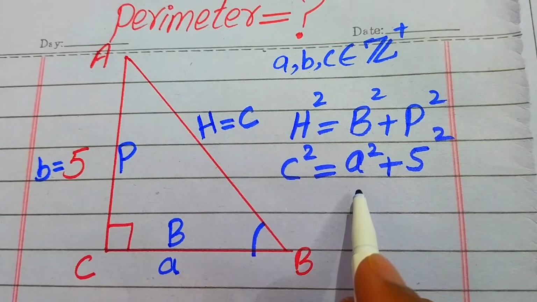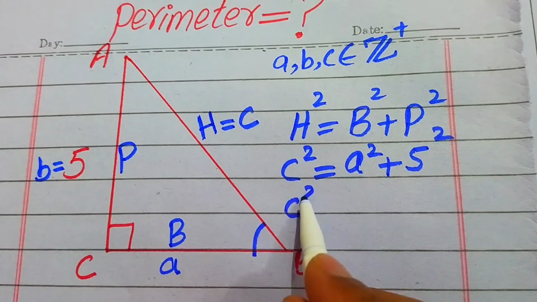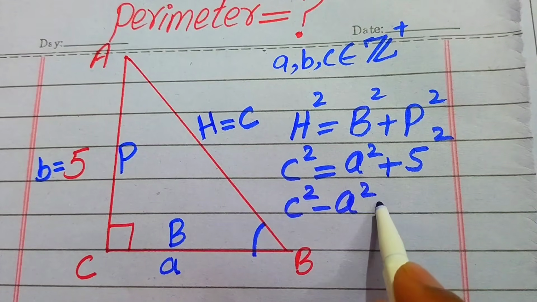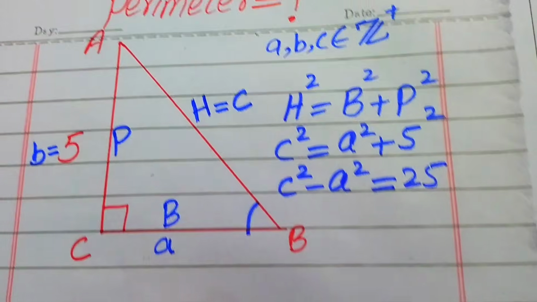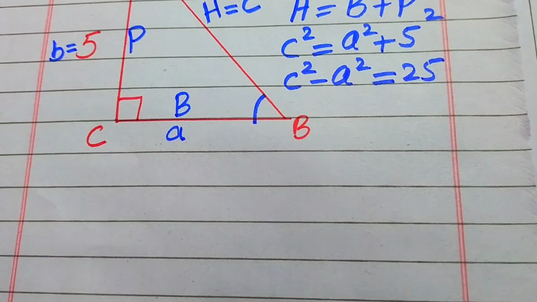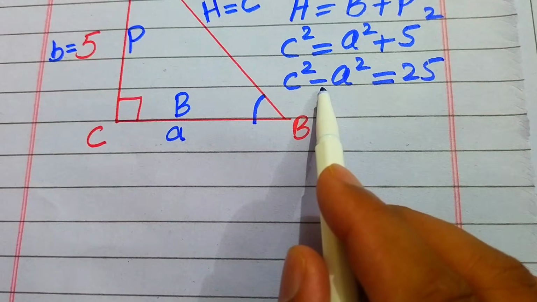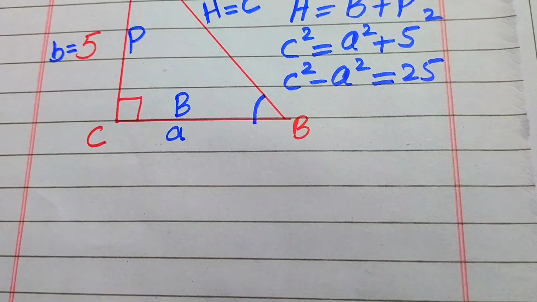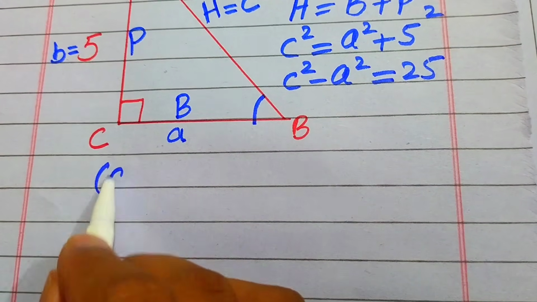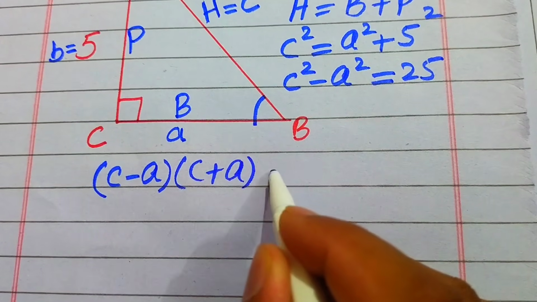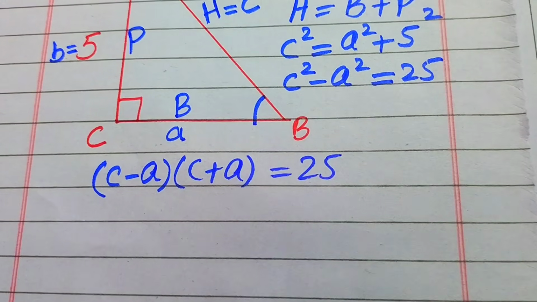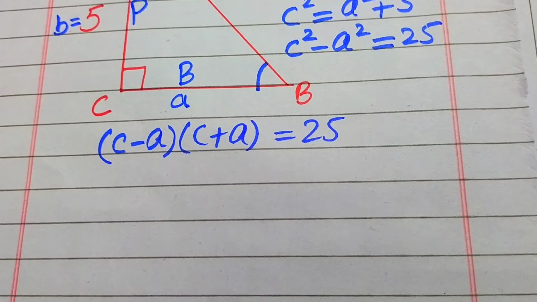In the next step, we move the term a square to the left-hand side, and we get c square minus a square equals 5 square, and 5 square becomes 25. Now you see this is a very famous algebraic formula: c square minus a square equals c minus a times c plus a, which equals 25. In the left-hand side we have two factors multiplied by each other, but in the right-hand side we have only one number.